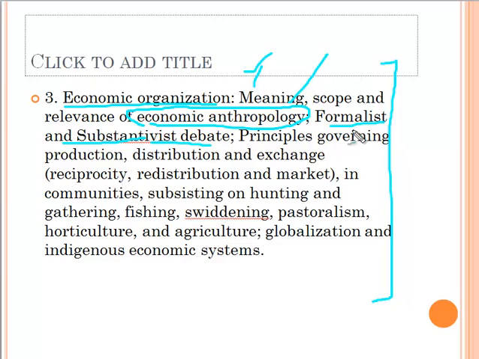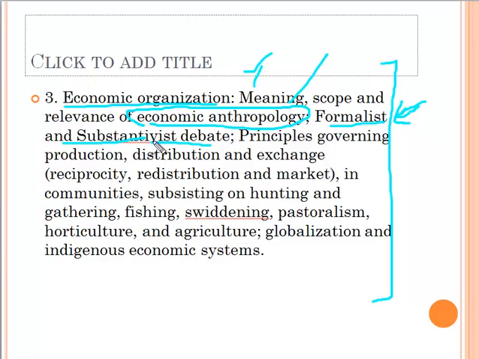substantivist debate. So here there are two types of definitions that have been given by different anthropologists. So formalist people say that the economic organization of the primitive society or the tribal society, the same concepts that we use in today's modern economics, they can be applied to the primitive societies as well. So let's say profit and loss, or the way the capitalist society works, all these things are applicable for the primitive society, that people are basically rational beings, they are economically driven and all those things.